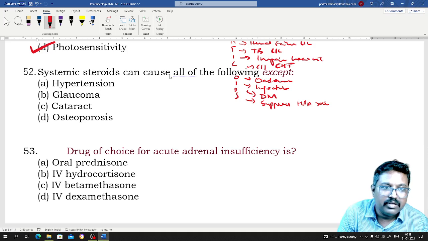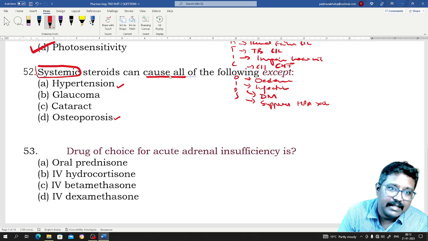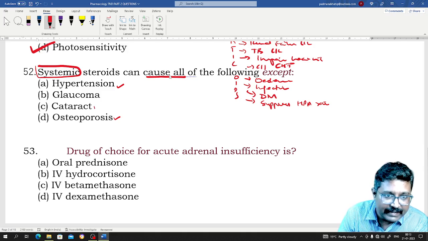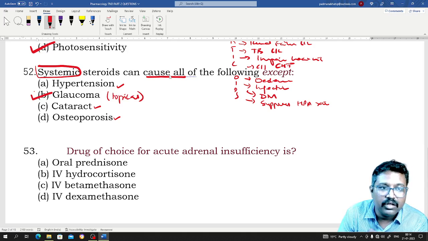except. Systemic steroids can cause all of the following, please remember they are asking about systemic. They can cause hypertension, yes. They can cause osteoporosis, yes. Does it cause cataract? Yes. What about glaucoma? No. So glaucoma is your answer. It is caused only if you are using the topical route. All other side effects are due to the systemic steroids.